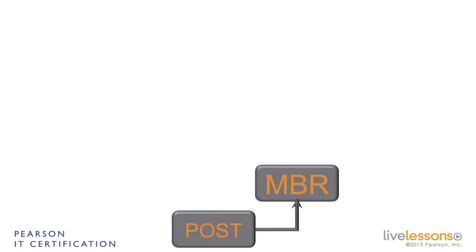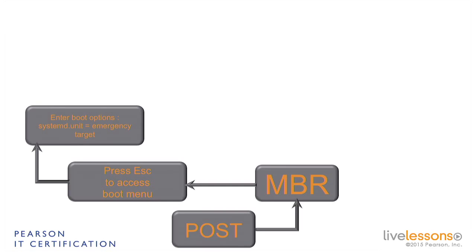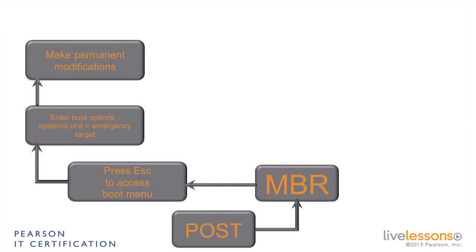So your computer is doing power on self-test and the master boot record is read. Once that is done, grub is loading and you can press escape to access the boot menu. And from the boot menu, you can enter boot options like systemd.unit=emergency.target. And that is a temporary modification. In case something is wrong, you want to make permanent modifications.